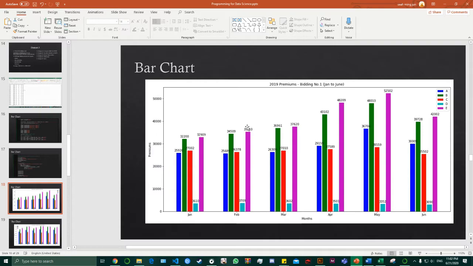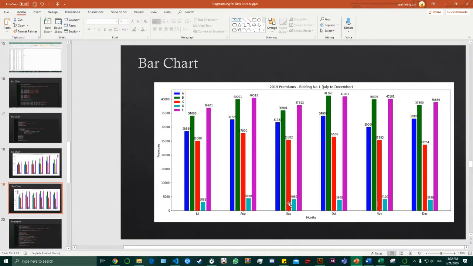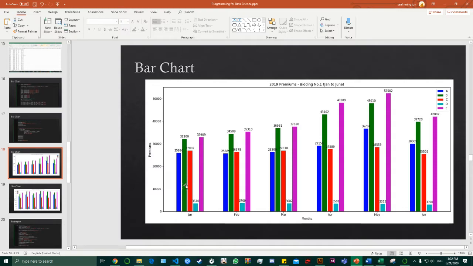So this is the graph for 2019 premiums, first bidding of the month from January to June. As you can see, motorcycles are specifically the lowest premiums. They have the lowest premiums all the way from January to December. For this plot, I can see that there is quite the left distribution from May to January. You can imagine there's quite the line going up from January to May, and then a slight drop to June.